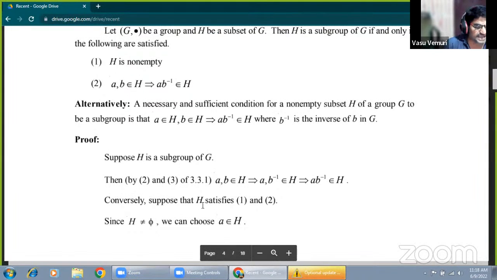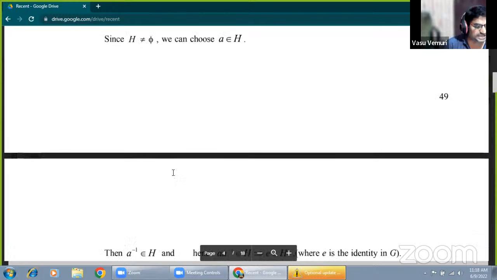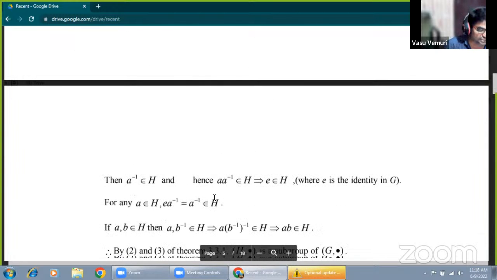Suppose that H satisfies the first and second conditions. Therefore, H is not equal to the empty set and we can choose A belongs to H, minus A belongs to H. A minus A is 0, because the additive identity element is 0. That is denoted by E belongs to H. A belongs to H and 0, that is E into A inverse, E into minus A belongs to H. Therefore, minus A also belongs to H. That is the inverse condition with respect to the additive identity.